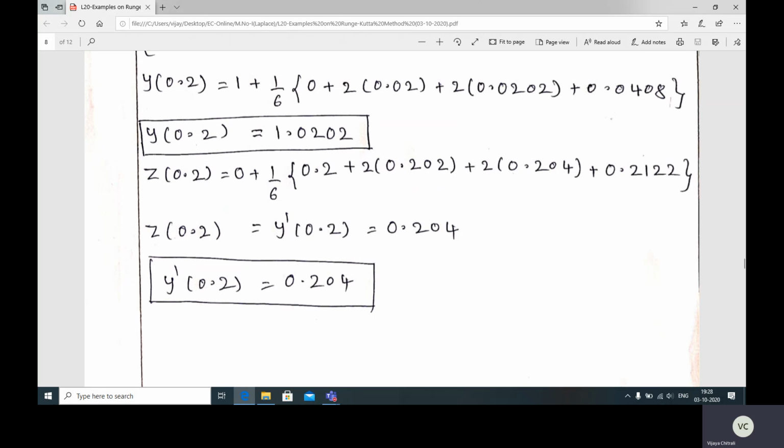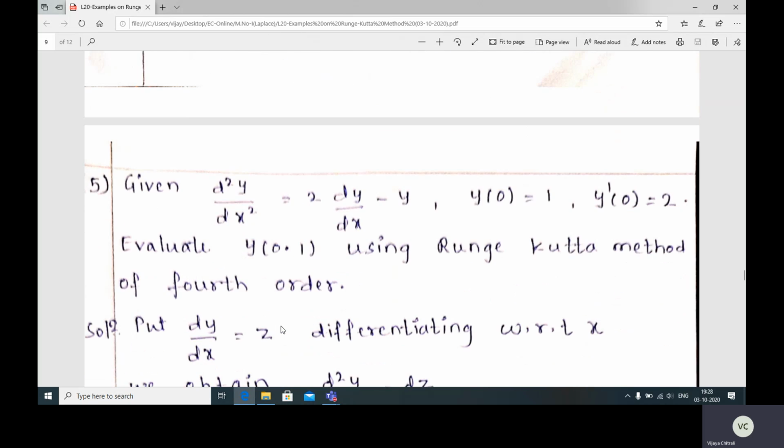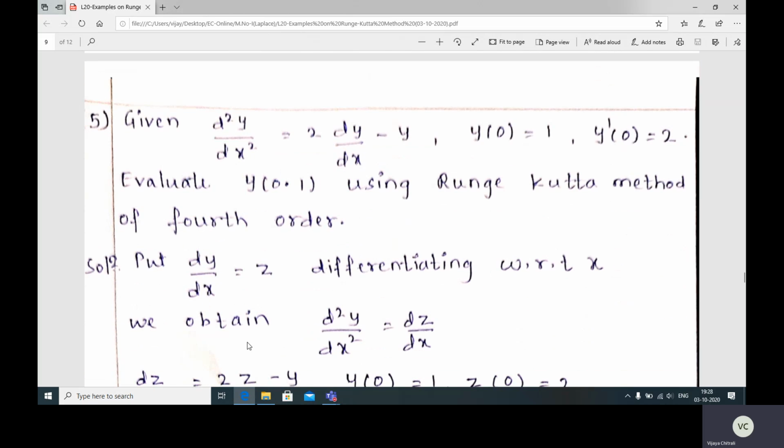Now move on to the next example, the last one, using the RK method of fourth order. Given d square y by dx square is equal to 2 dy by dx minus y, and y of 0 is 1, y dash of 0 is 2. Evaluate y of 0.1 using the RK method of fourth order.